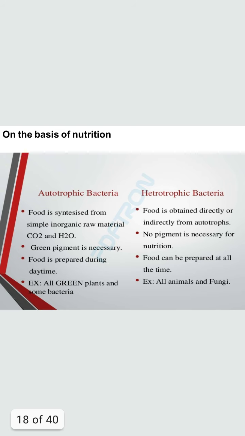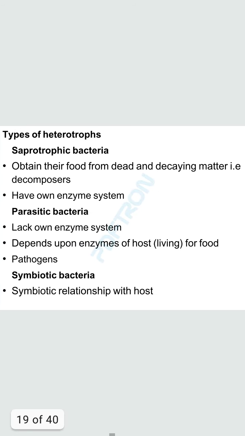On the basis of nutrition: autotrophic bacteria and heterotrophic bacteria. In autotrophs, food is synthesized from simple inorganic raw materials, carbon dioxide and water, CO2 and H2O. Green pigment is necessary, and food is prepared during daytime. Examples are green plants or some bacteria. Heterotrophic bacteria: food is obtained directly or indirectly from autotrophs. No pigment is necessary for nutrition, and food can be prepared at all times. Examples are animals and fungi. Difference between autotrophic and heterotrophic bacteria.